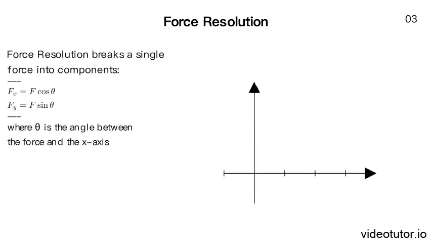Force resolution is the opposite of composition. We break down a single force into components along chosen directions, typically x and y axes. The x component equals the force magnitude times cosine of the angle, while the y component equals the force magnitude times sine of the angle. This technique is essential for analyzing forces on inclined planes and equilibrium problems.